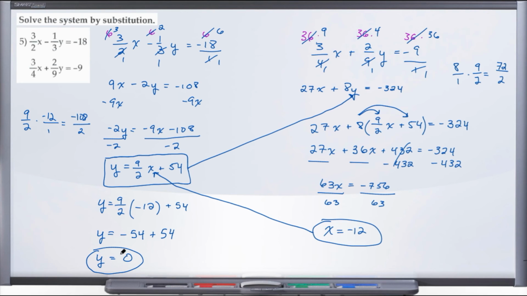And so y equals 0. And now that we've solved for y and we've solved for x, let's go ahead and put these two values into an ordered pair, right? Because an ordered pair is an x and a y. So we have negative 12 and 0. And there we have the solution to our system solved by substitution.